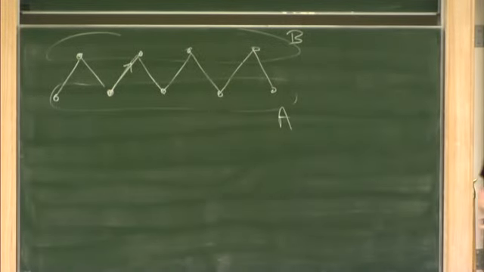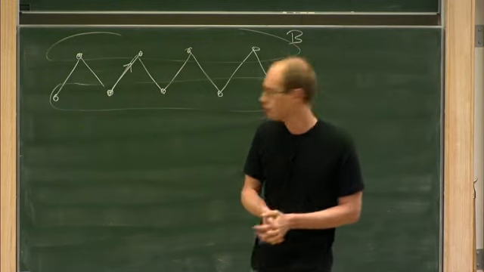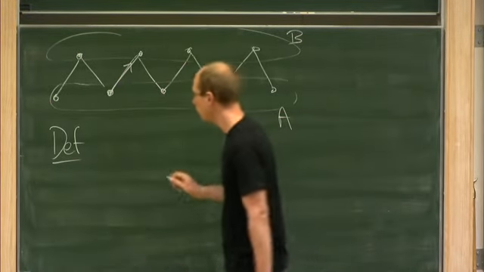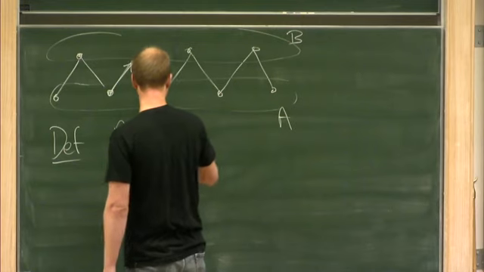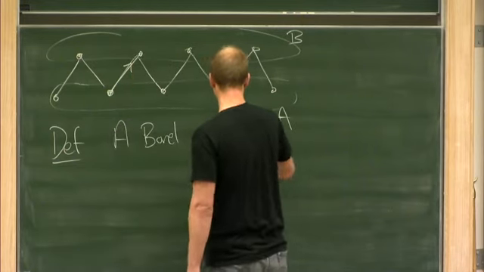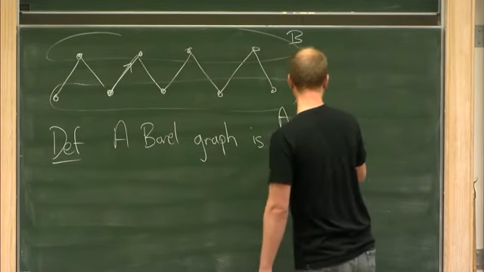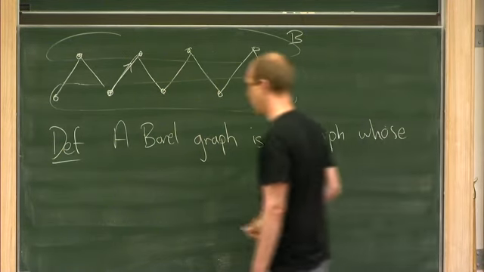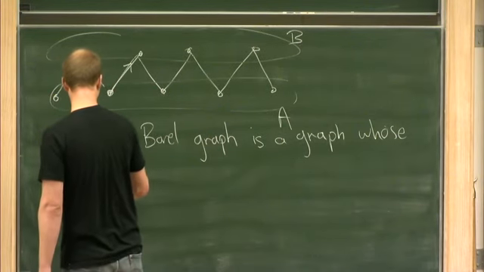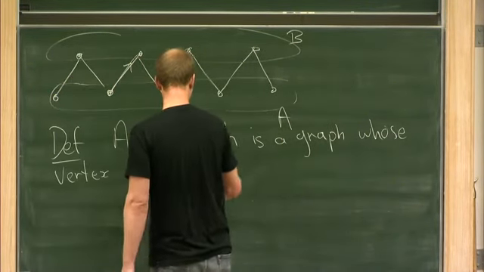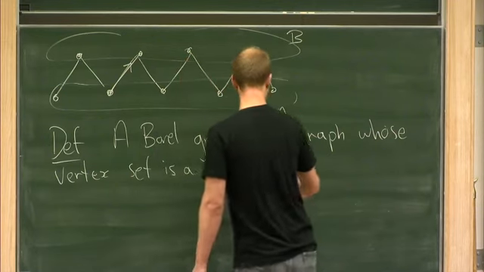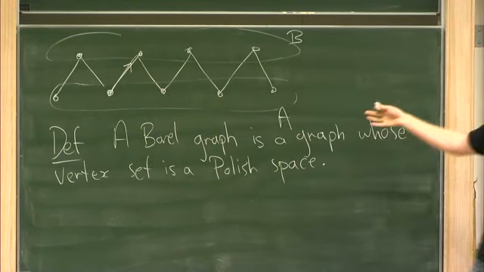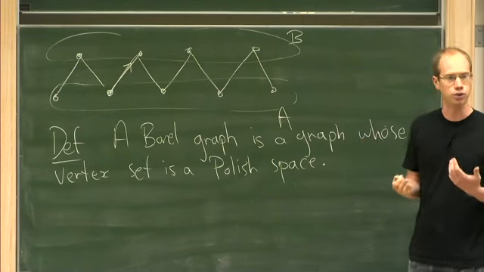What do you mean by Borel? So how is this based? Okay, so to be precise, a Borel graph, let's say, is a graph, since we're doing descriptive set theory, whose vertex set is a Polish space. And it's not going to be interesting unless it's an uncountable Polish space. So a graph on the reals and whose edge relation is Borel.